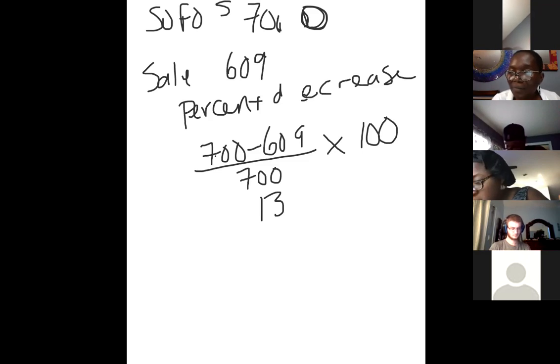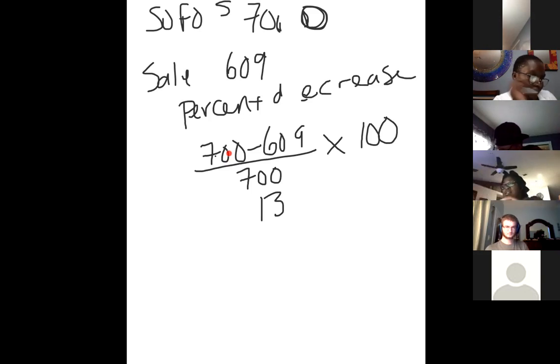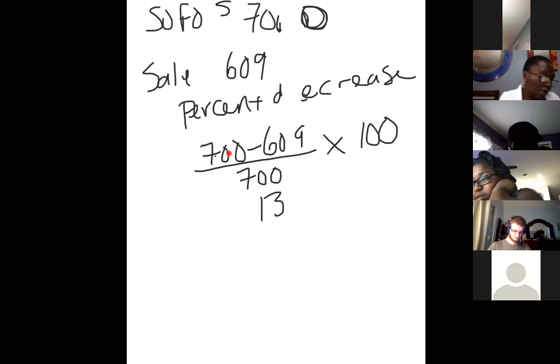How are you guys doing? I'm not doing too well, apparently. Okay, so once again, you want to do 700 minus 609. Hit enter. I got 613. Okay. 700 minus 609 should give you 91. Equals, divided by 700. Yes. 0.13. And then times it by 100. 13, yeah. Okay. All right, perfect.